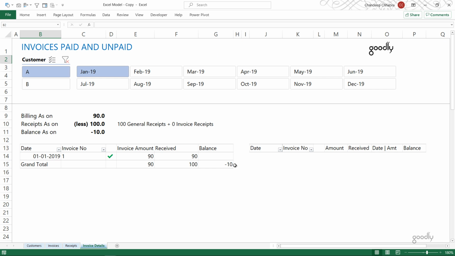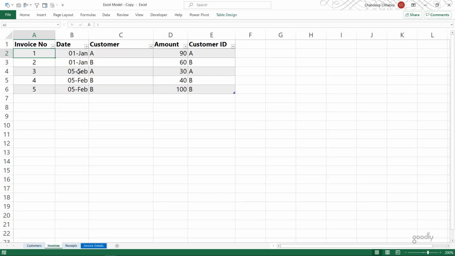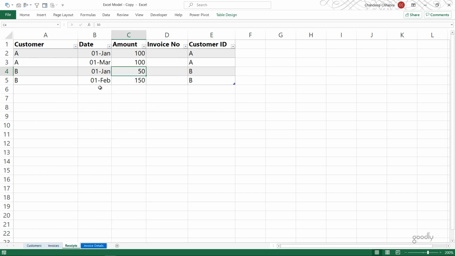Now let's take a look at the month of Feb. Let's see what happened in the month of Feb. If I go to the invoices sheet, in the month of Feb you can see that customer A was again delivered an invoice of $30. But if we take a look at the receipts data, customer A did not pay in the month of Feb. So let's take a look at the model here.